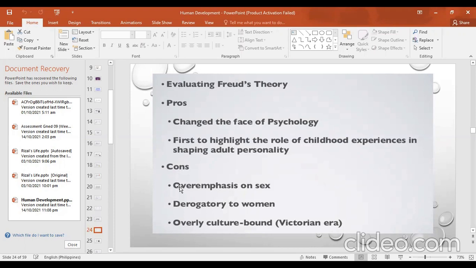In oral, ano ba yung focus niya, yung erogenous zone niya? We have the mouth. How about the anal? We have the anus. How about the phallic? We have the genital. How about the latency? We have none. And how about the genital again? Ano yung focus of libido niya? We have genital.